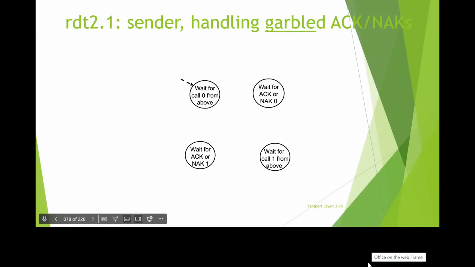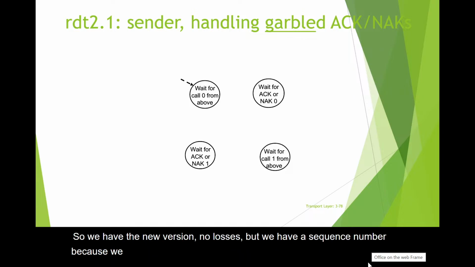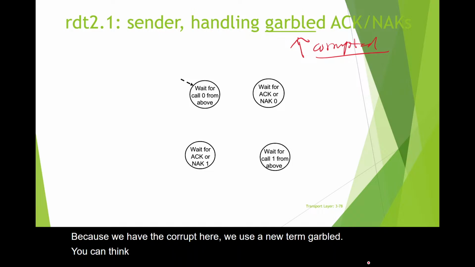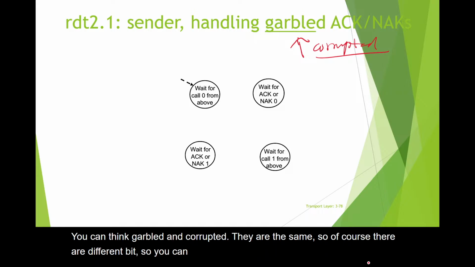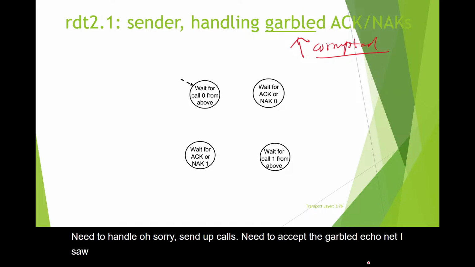Well, so we have the new version. No losses, but we have a sequence number because we have corruption. Here we use a new term, garbled. You can think garbled and corrupted are the same, although of course they are a bit different, so you can check it later. The sender, of course, needs to accept the garbled ACK or NAK, so that the sender just repeats the transmission.